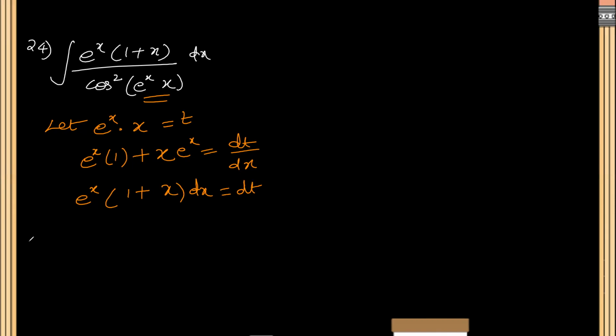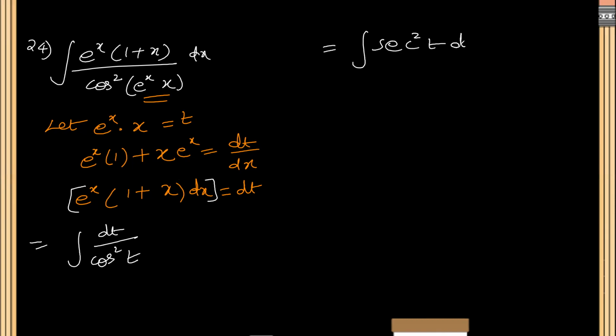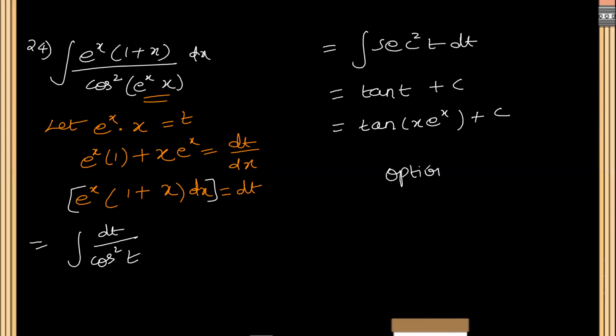So this given question can be written as, we have e power x into 1 plus x dx as a whole in the numerator, isn't it? So that can be written as dt. Denominator cos square of e power x into x can be written as cos square t. So that can be written as secant square t dt. We know integration of secant square is tan plus c, replacing t in terms of x. So tan of x into e power x plus c is the final answer. And the correct option is option B, tan of x into e power x.